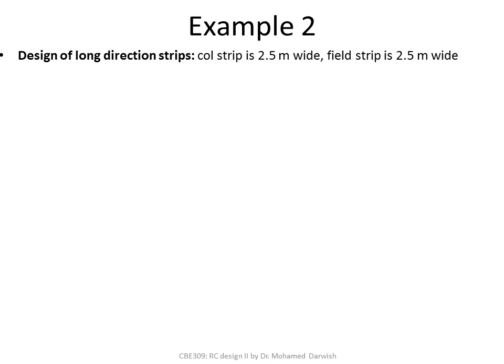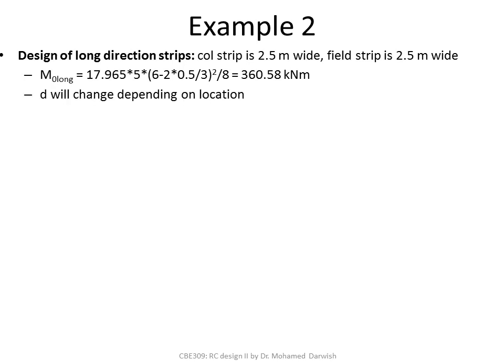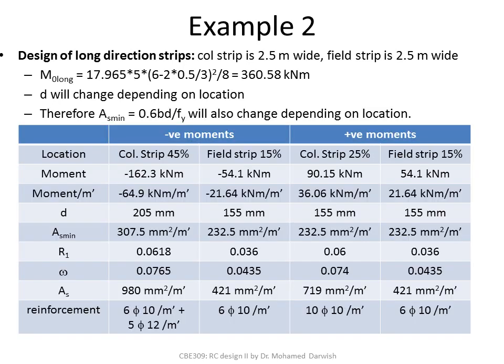Then you design for the long direction strips. The column strip is 2.5 meters wide. The field strip is 2.5 meters wide. Then you will calculate M node. D, of course, will change depending on location, because a field strip is different from the column strip, specifically beside the column, because the location at the column will have a larger D. You could see here that D at the column is 205 millimeters, while everywhere else is 155 millimeters, because there is a 50 millimeters difference.